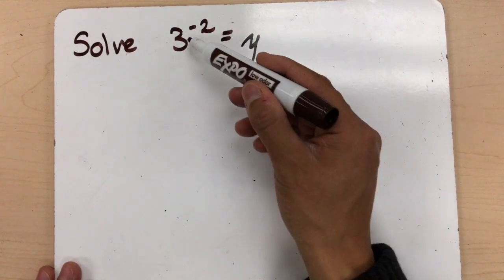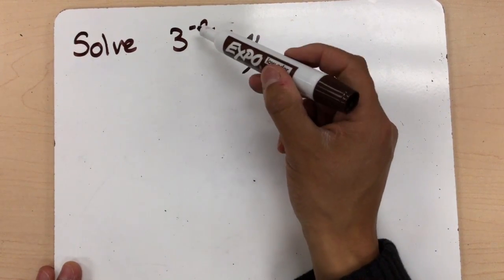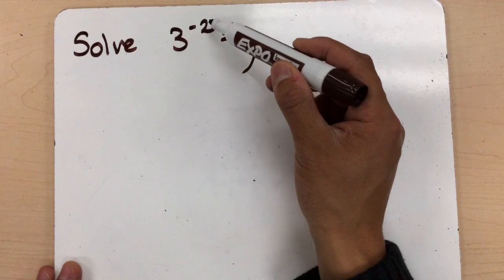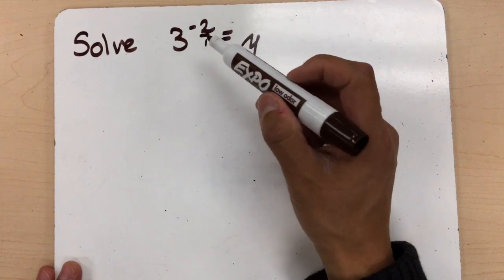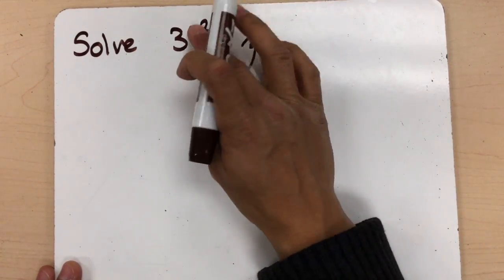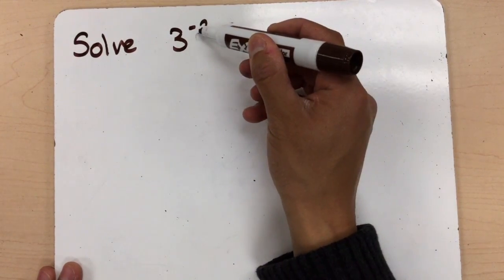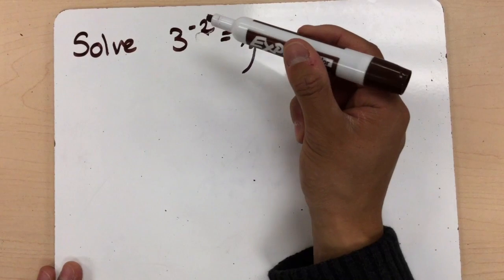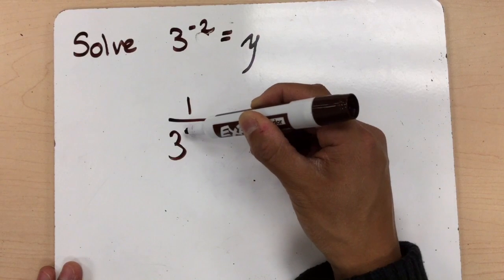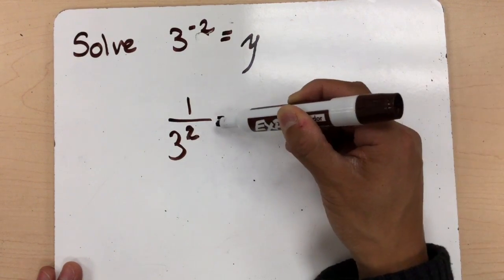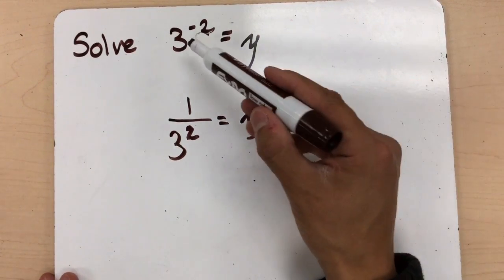When you're working with negative exponents, what this tells you is that in order to make this positive, a negative exponent on the numerator, or 2 over 1, would be a positive exponent on a denominator if I put it under 1. And so in order to rewrite 3 to the negative 2 to make my exponent positive, what we need to do is write it like this: 1 over 3 squared equals y. And that's the same thing as 3 to the negative 2.